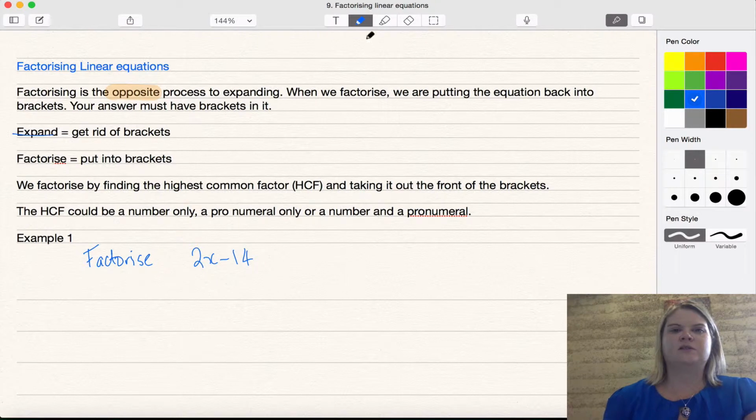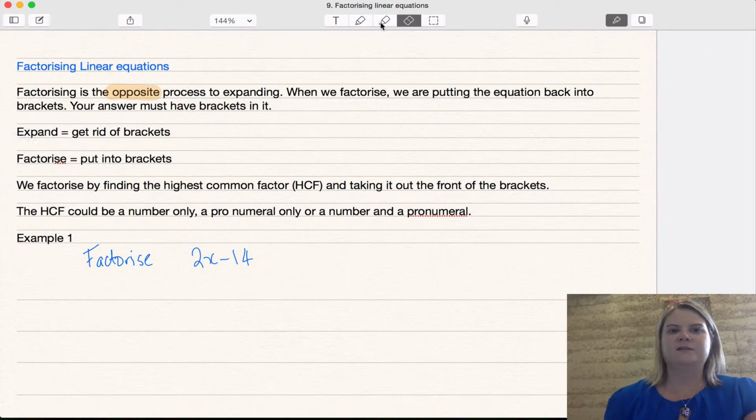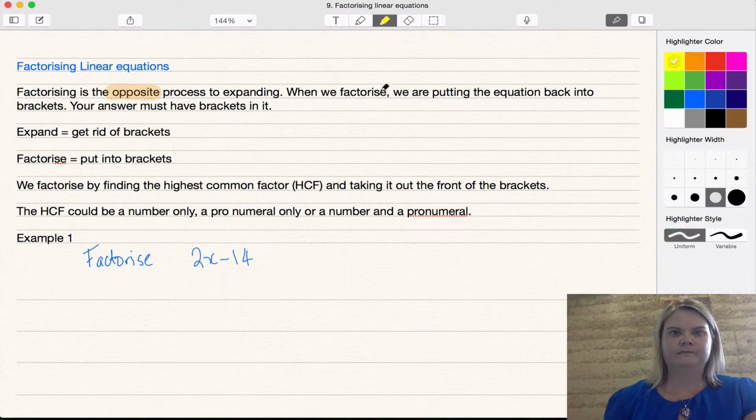Expand means to get rid of brackets. And factorise means to put into brackets, to put back into brackets. So they're the opposite process of each other. We factorise by finding the highest common factor and taking it out the front of the brackets. Highest common factor could be a number only, a pronumeral only, or a number and a pronumeral. Remember, a pronumeral is the letter part of the equation.